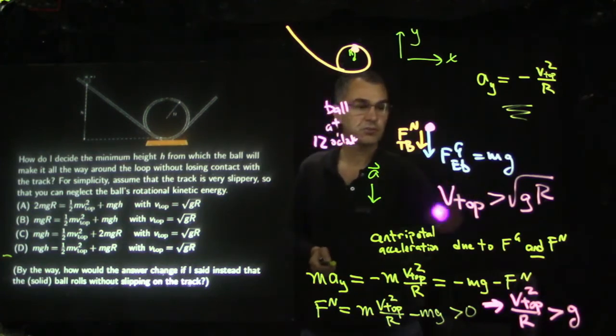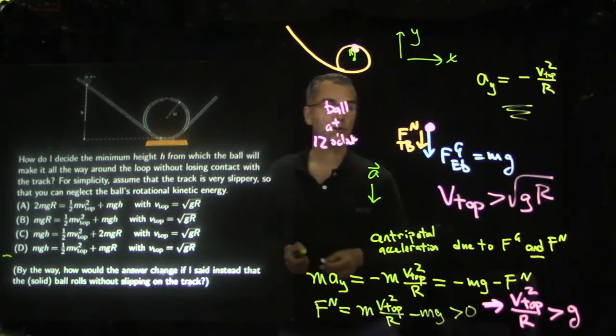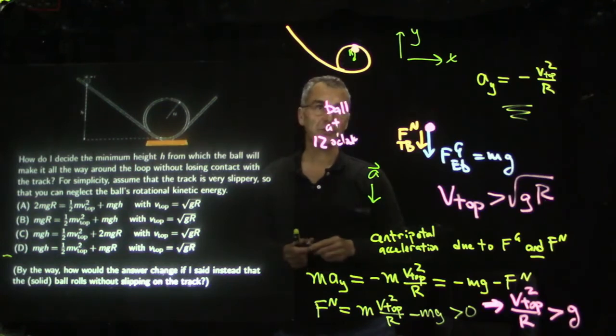And that means that you want v top to be bigger than the square root of gr. So now what does that imply for how much initial gravitational potential energy you need so that you have at least that big a speed when you get to the top?